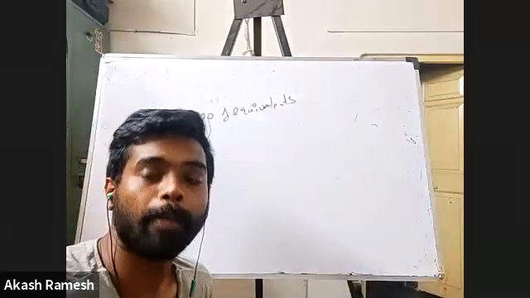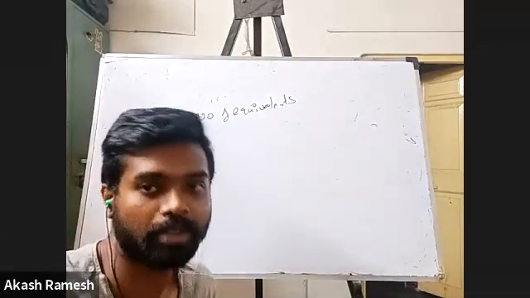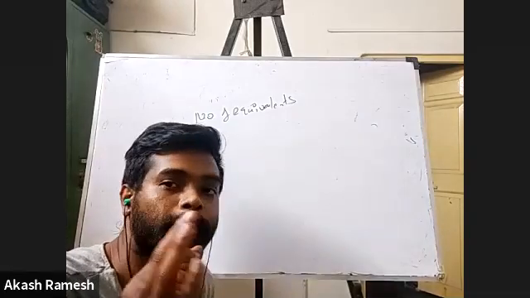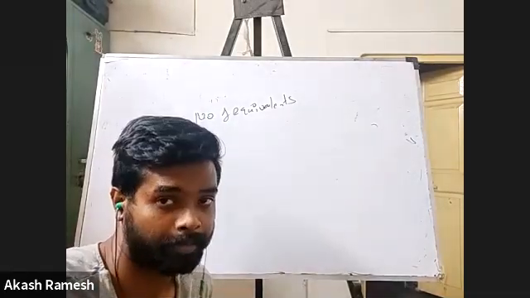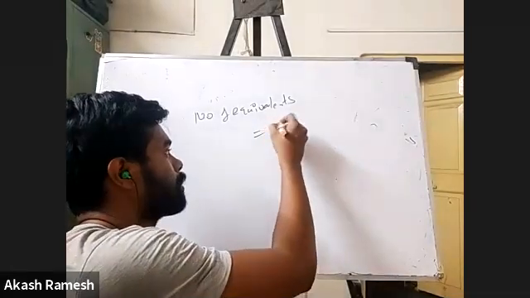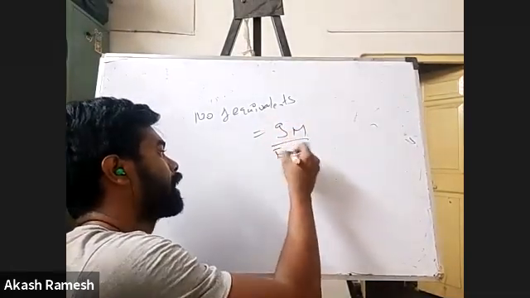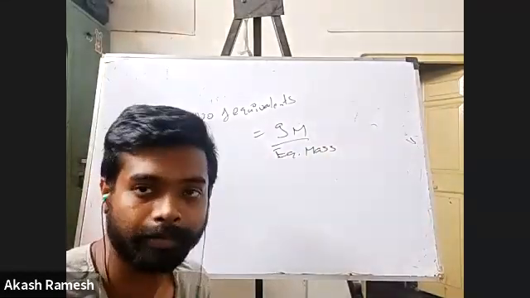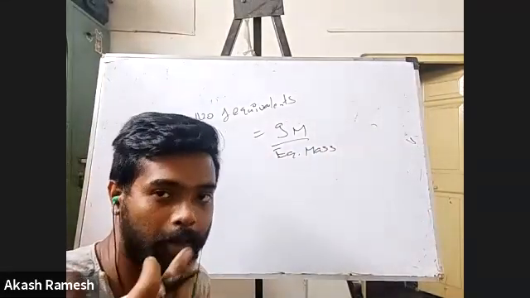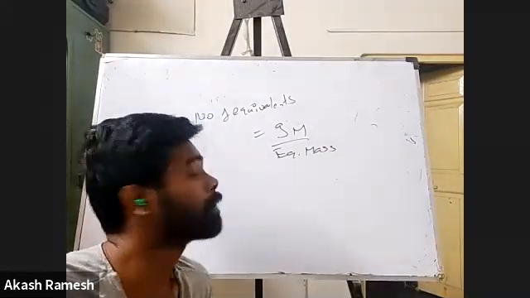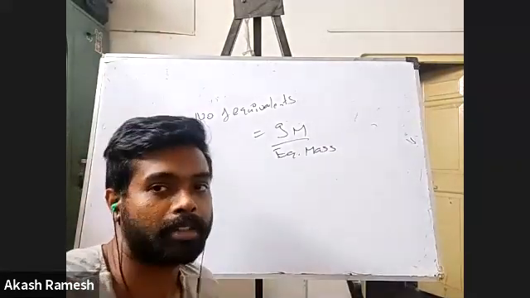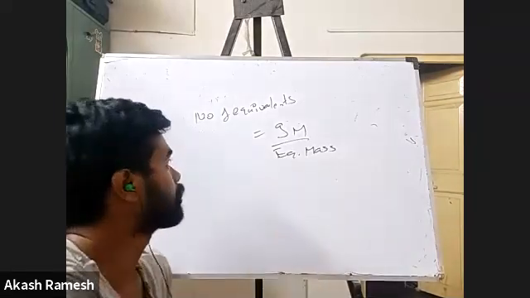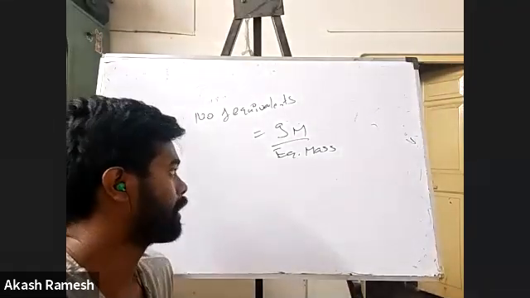Now, number of equivalents is similar to number of moles. So, how do you define number of moles in terms of mass? Given mass by molecular mass. Correct. Now, here it's going to be given mass divided by the equivalent mass of the compound or the metal. That's it. Very simple. Number of moles is given mass by molecular mass; number of equivalents is given mass by equivalent mass.